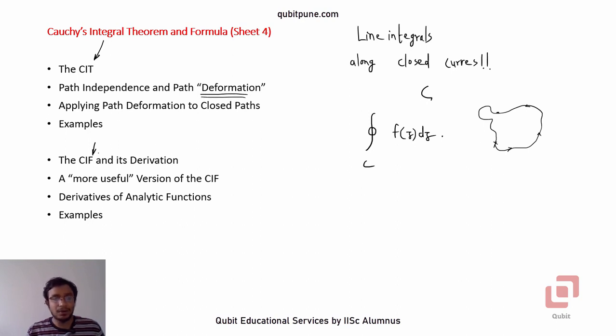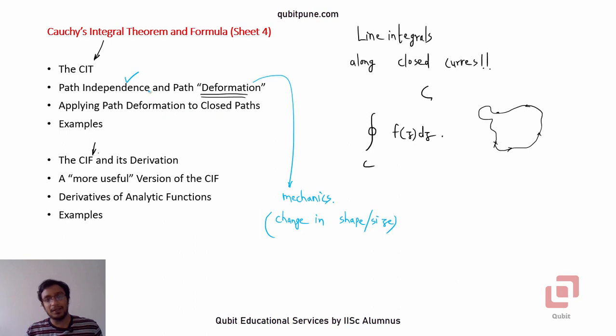Now deformation is actually a term in mechanics or statics, and deformation there means change in shape or size. So here we actually change the path, but still we get the same answer, and that is what we call path independence. And then we will apply the path independence to closed paths.